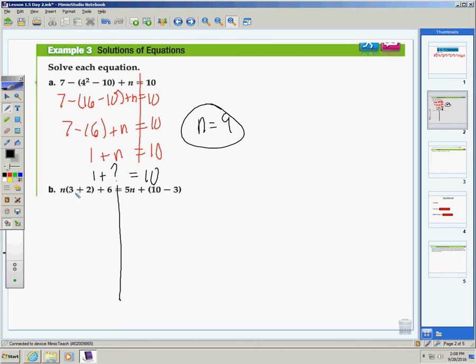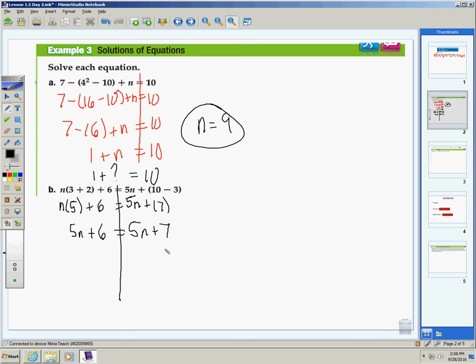Looking at our second equation, you could distribute, but I see I have two numbers in parentheses, so I can just add those together. So I've got n times 5 plus 6 equals 5n plus 10 minus 3 gives me 7. And then 5 times n is 5n plus 6 equals 5n plus 7.